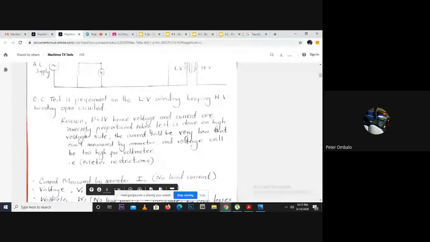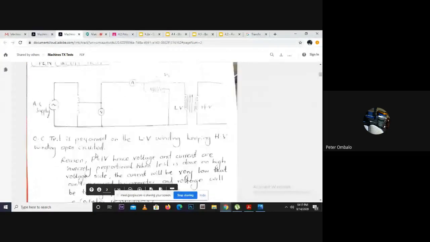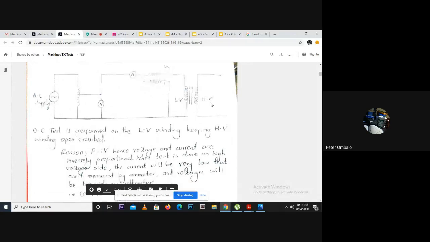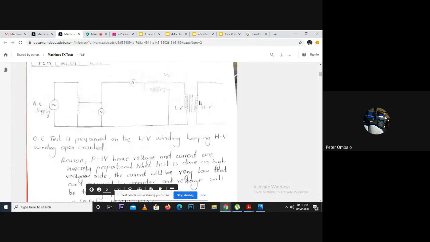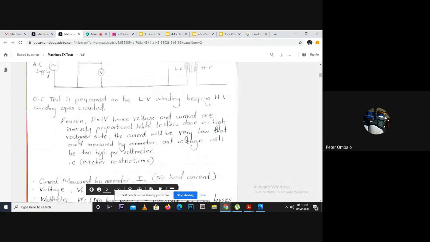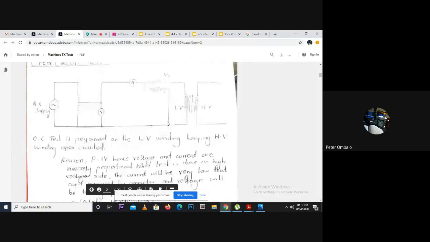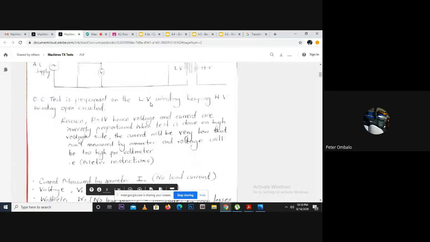the voltage and the current are inversely proportional, from the formula P equals IV. So when the test is done on the high voltage side, because the voltage is high, the current will be very low, and when the current is low, it can't be measured by an ammeter. Also, if we conduct it on the high voltage side, the high voltage cannot be measured by a voltmeter. It will be too high. So that's the reason why the open circuit test is conducted on the low voltage end.